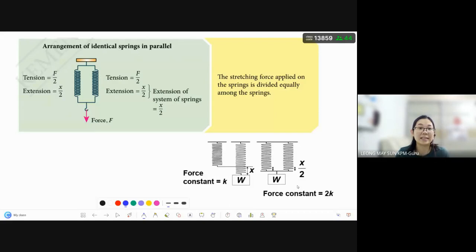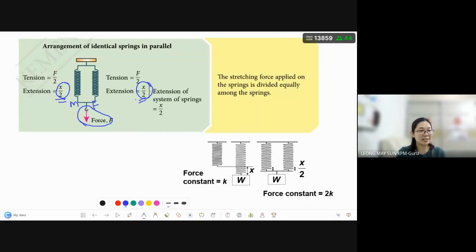Next is identical springs in parallel. Parallel for me is like a mother and a father. When looking after the same child, which is the force, they share the burden. I repeat, parallel is represented by a mother and a father. When they look after the same child, they share the load.